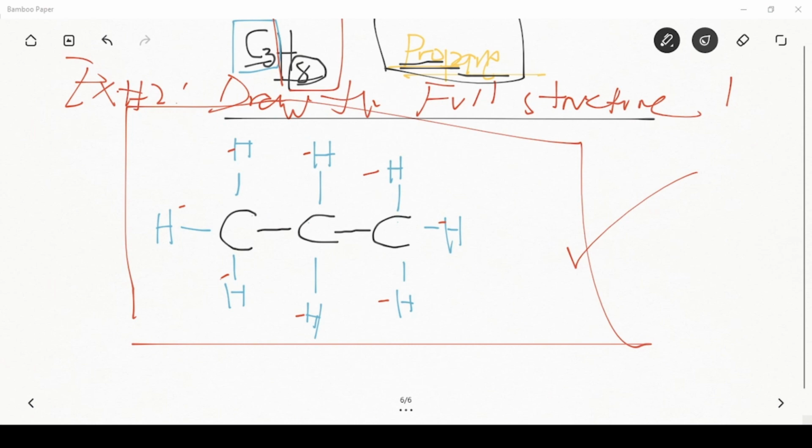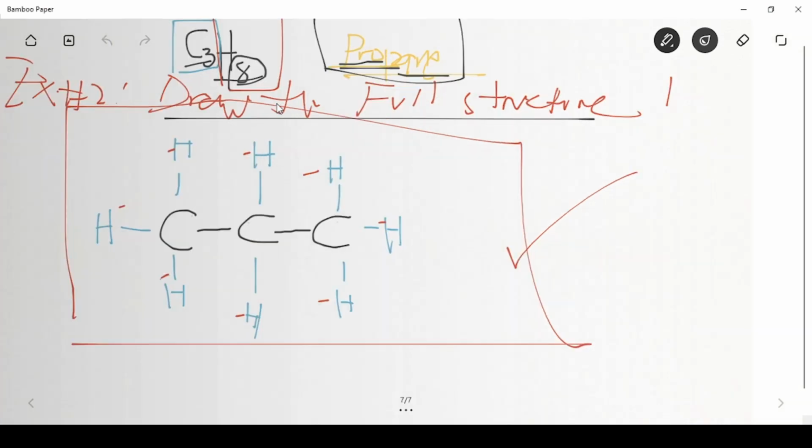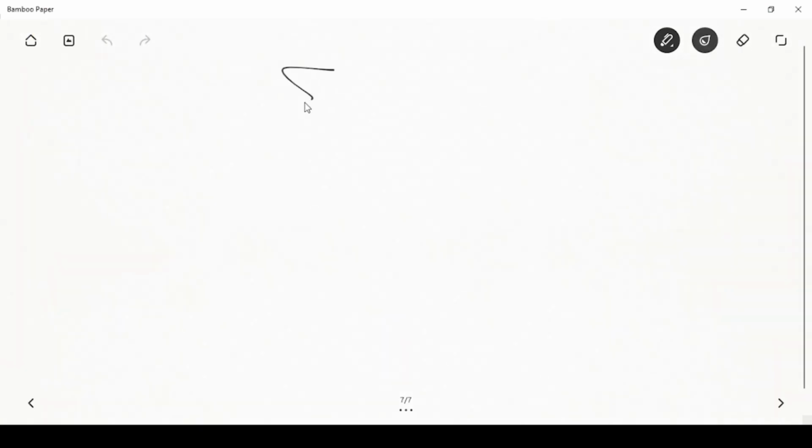Now, let's have this thing. Okay, let's draw the skeletal structure.